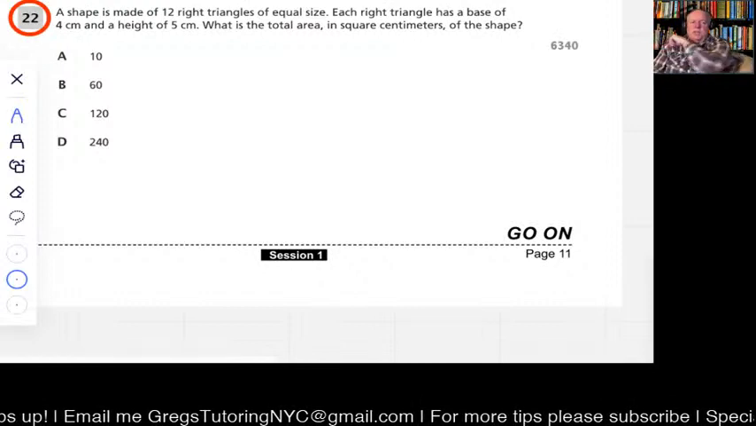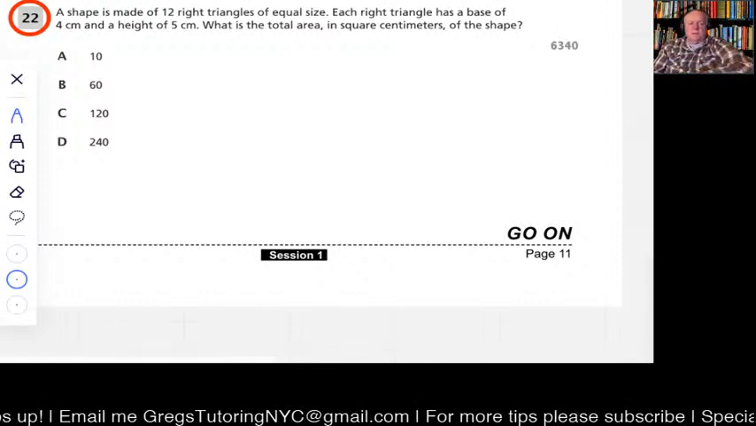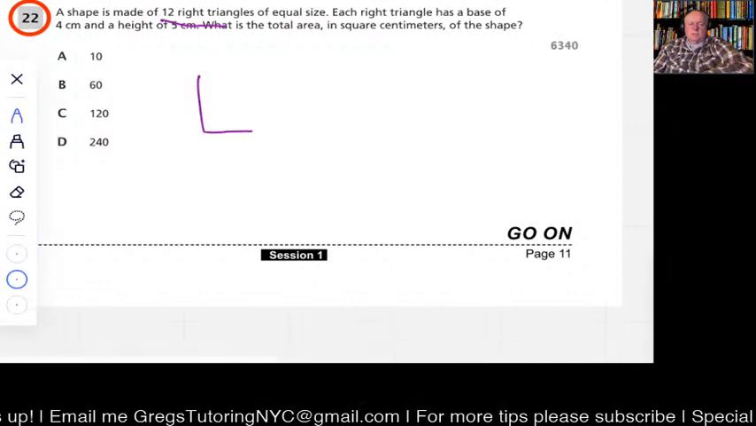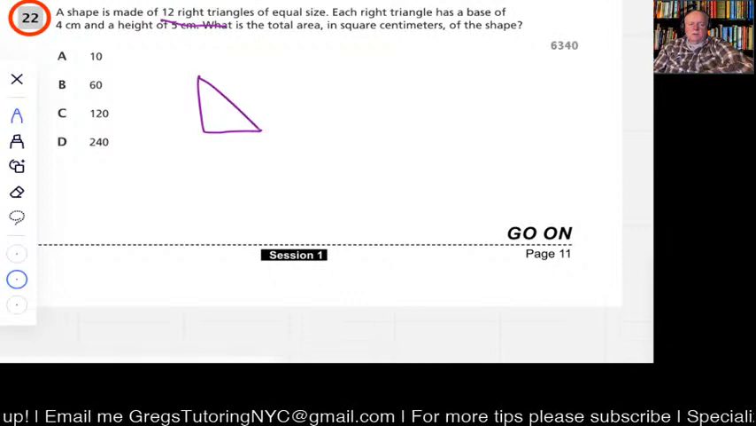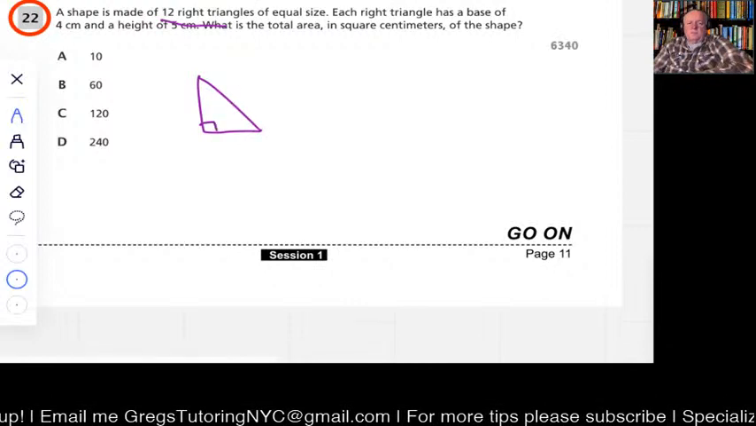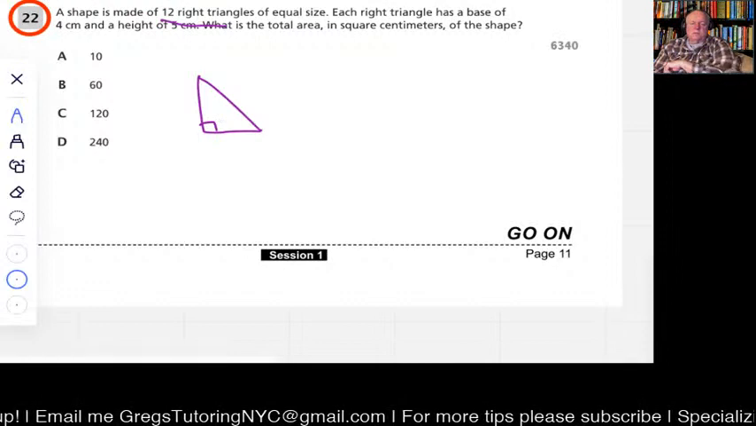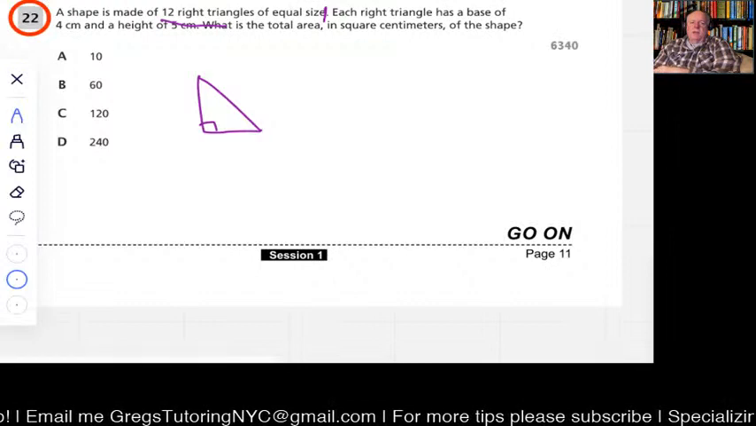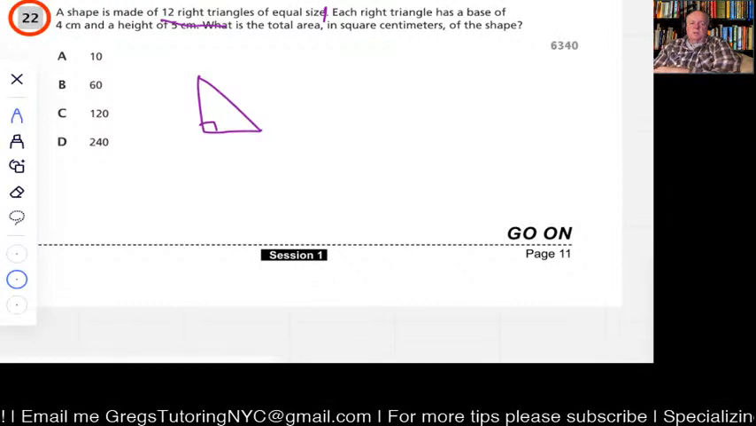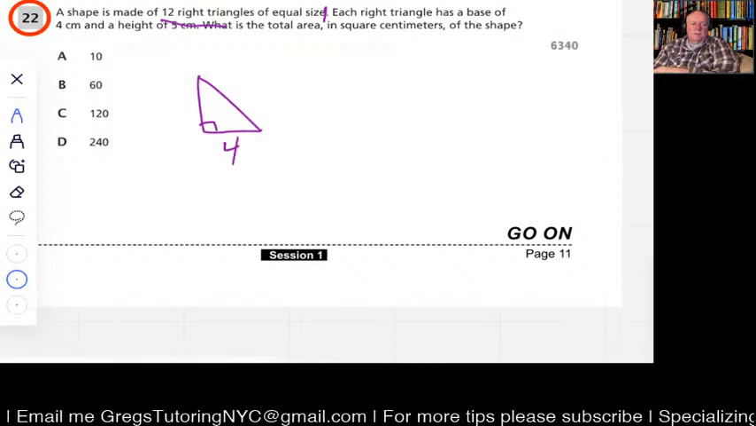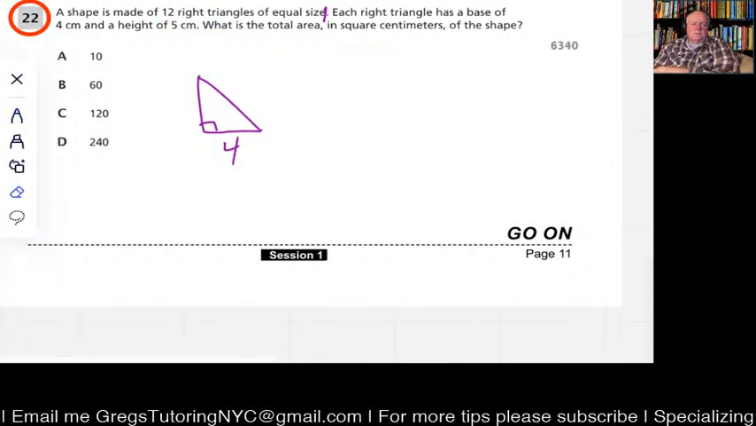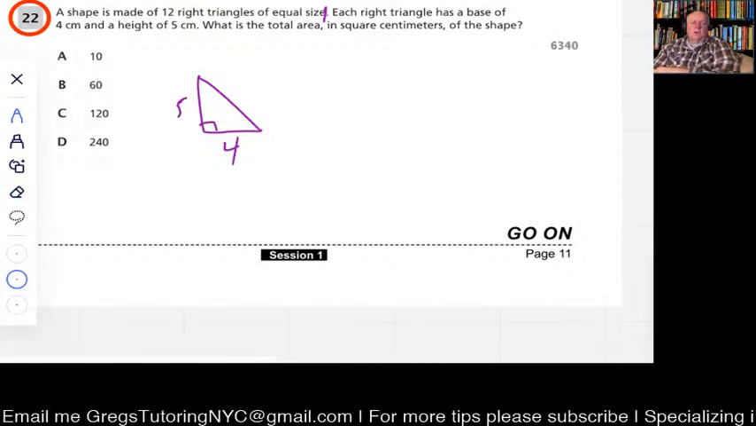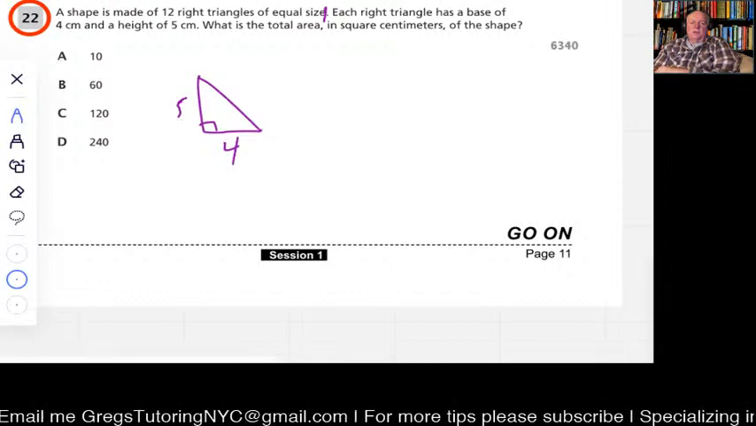Okay, a shape is made of 12 right triangles. What's a right triangle? It's a triangle where one of the angles is a right angle. There's 12 of those. It doesn't tell us so far how they're set up. Each right triangle has a base of 4 and a height of, whoops, I erased that. What does that say, 5 or 3? 5. And a height of 5.